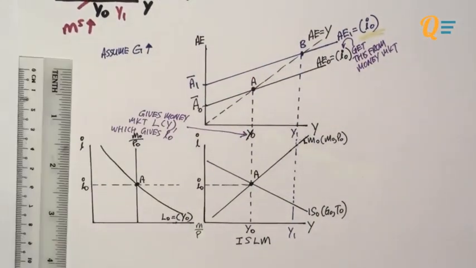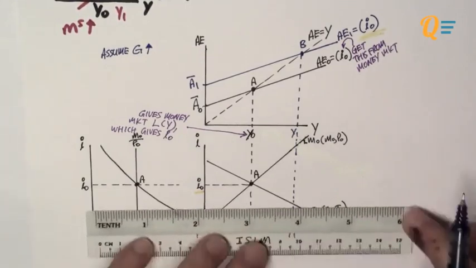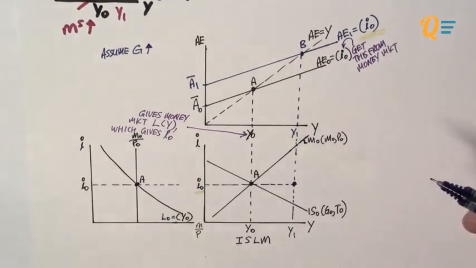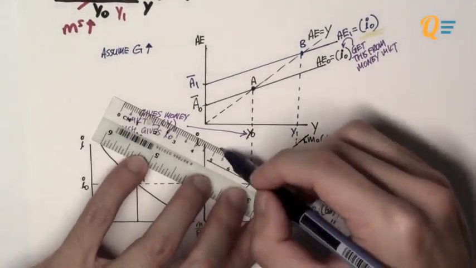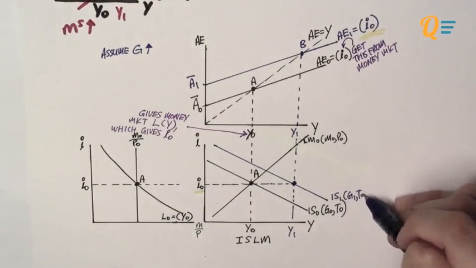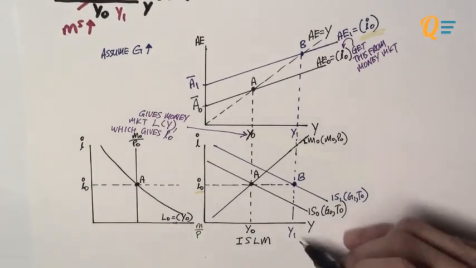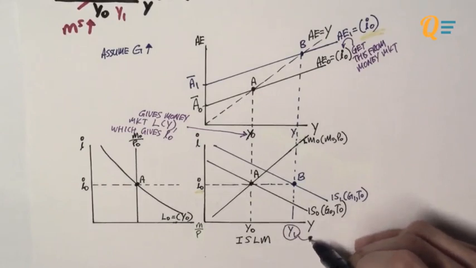Since the interest rate level has not changed yet, it is still at I naught, the new IS curve is going to cut through this point over here. So you draw a new IS curve, you label it IS1, and in the brackets, you put G1 because government spending has changed. Let's just call that point B. You know all these points can be named however you want.